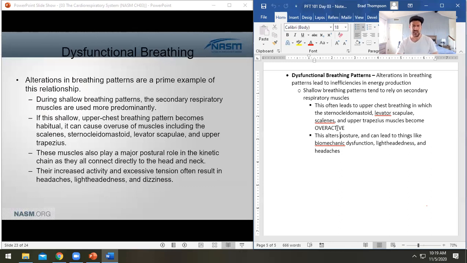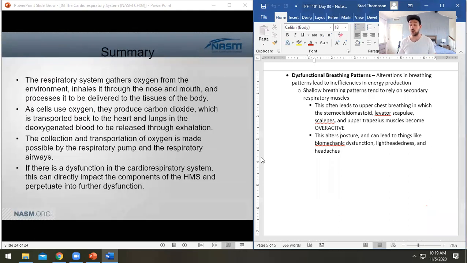So let's go ahead and summarize everything up, right? So your respiratory system is going to gather oxygen from your environment, right? It's going to inhale it through the nose and through the mouth and get that into the body so that it can be exposed to your blood vessels. And then those blood vessels are going to transport that oxygen to your body's tissues.